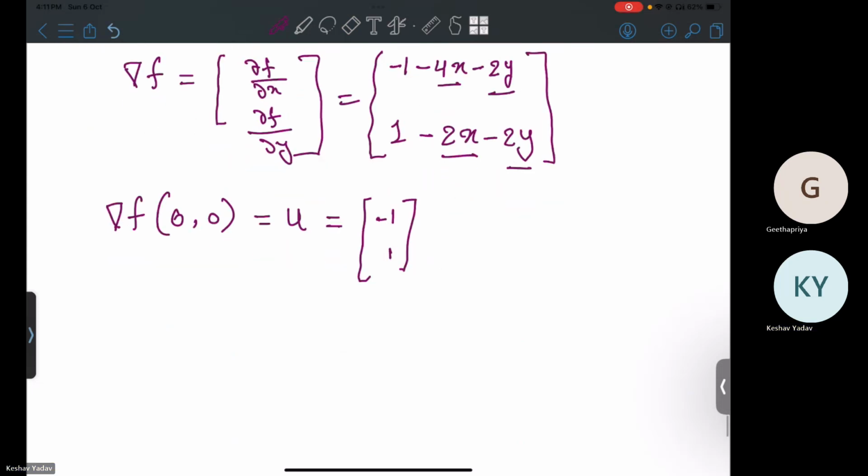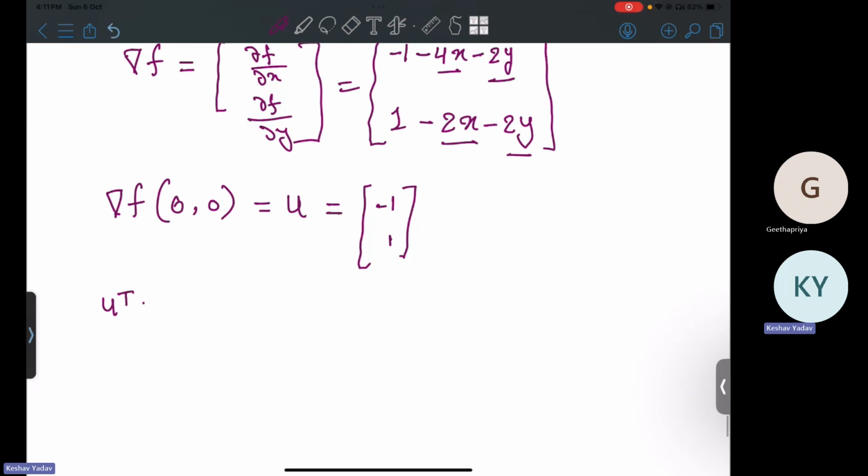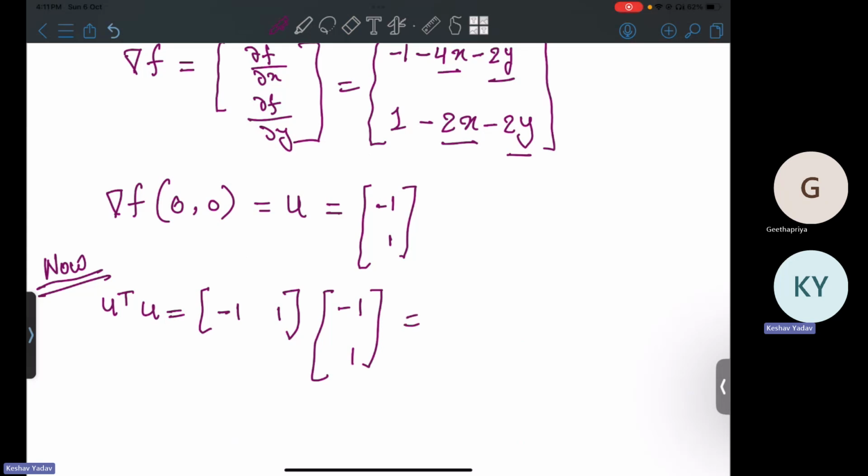Now I need to find u transpose u. This is my question. So minus 1, 1 times minus 1, 1. Each component is multiplied with the corresponding one, which equals 1 plus 1, that is 2.